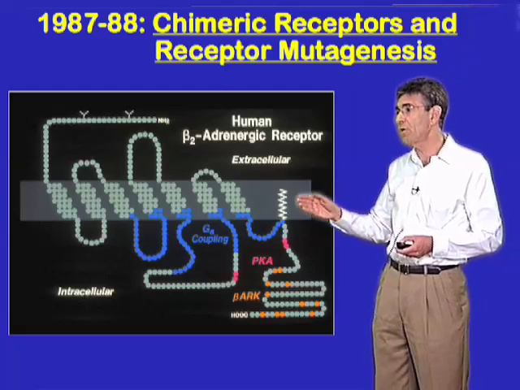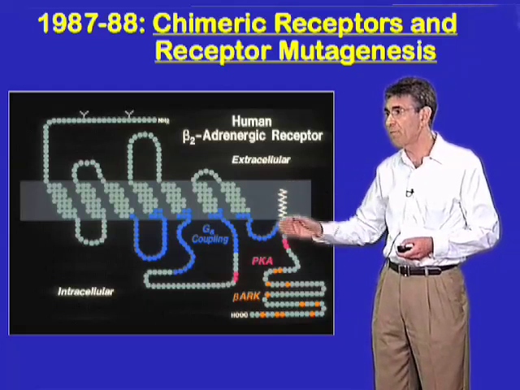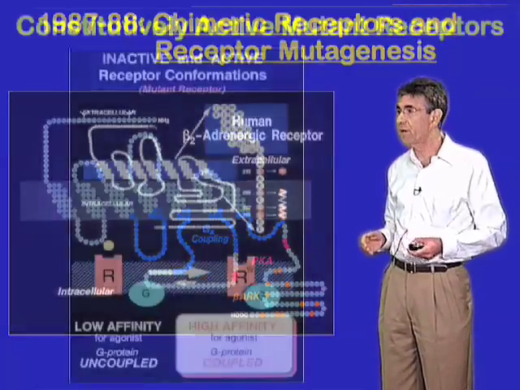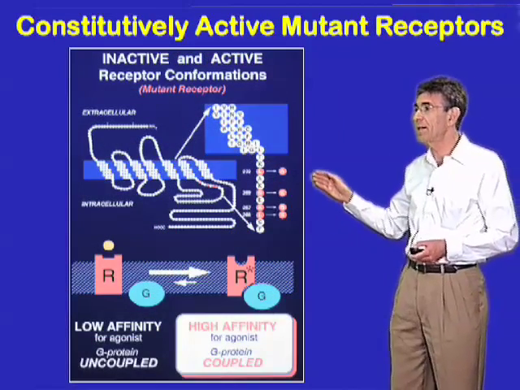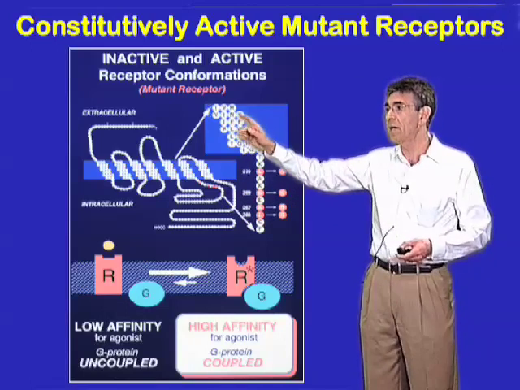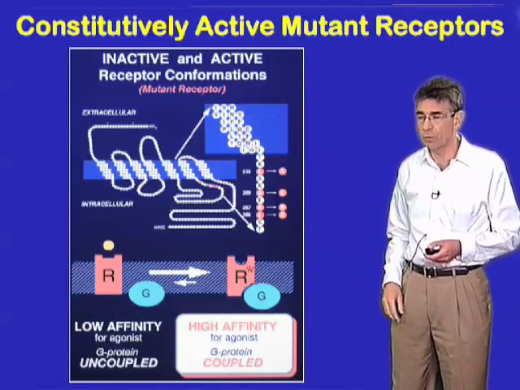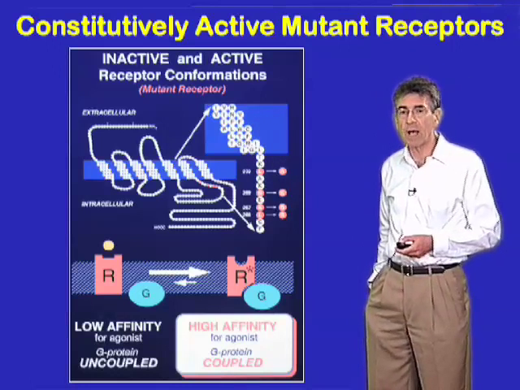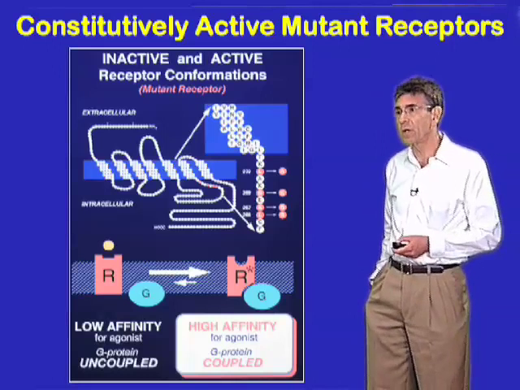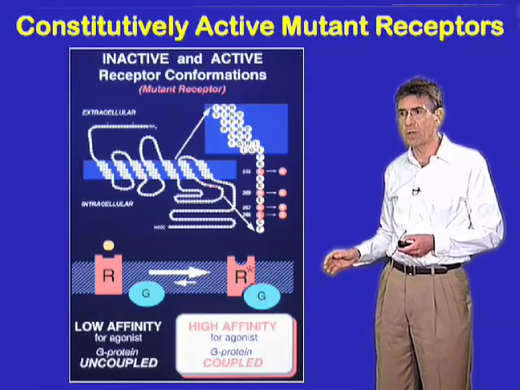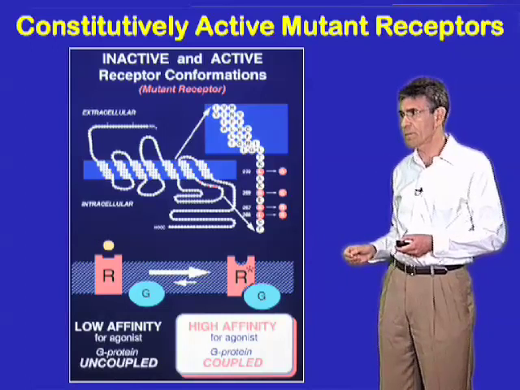Now, it was in the course of doing this type of work that we were led to a serendipitous discovery of a type of receptor molecule which we called at the time constitutively active mutant receptors. This work grew naturally out of the work I've just described to you, aimed at trying to determine what regions of the receptor conveyed which functions.